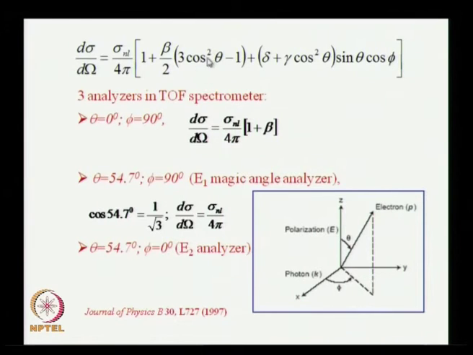So, you have got the square of that, so that is 1/3, so 1/3 times 3 will give you 1, so 1 minus 1 vanishes, right, and phi is 90, so cosine phi is 0, and what do you get? You get d sigma by d omega equal to the total cross section divided by 4 pi.